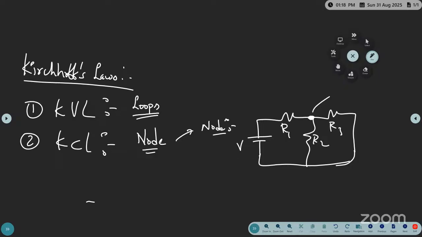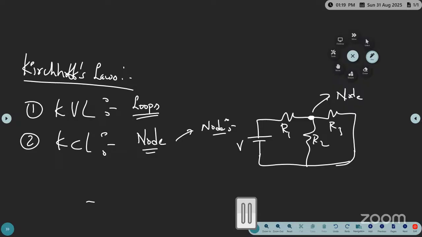Why are we saying it is a node? How many elements are connected? R1 is connected, R2 is connected, R3 is connected. So at the node, the algebraic summation of currents is equal to 0.